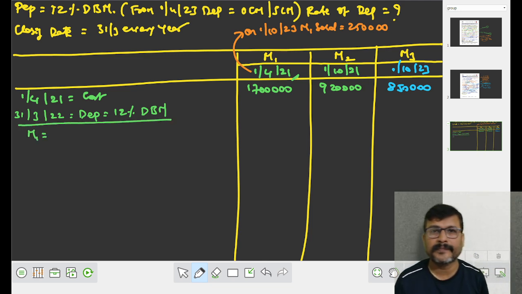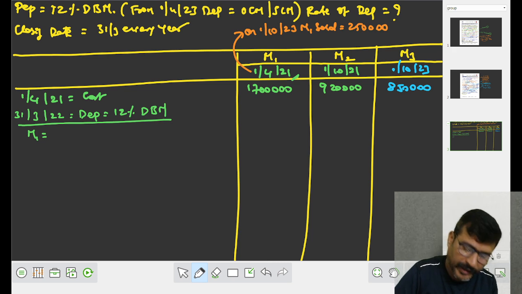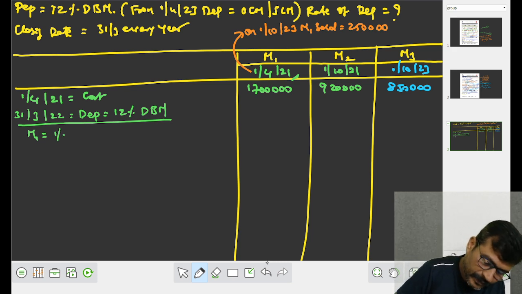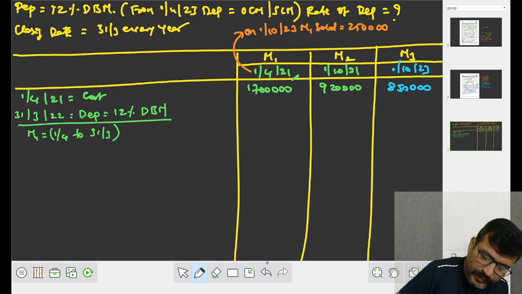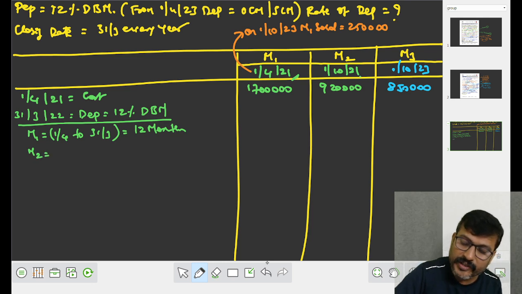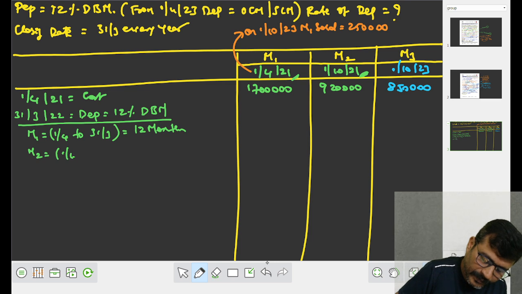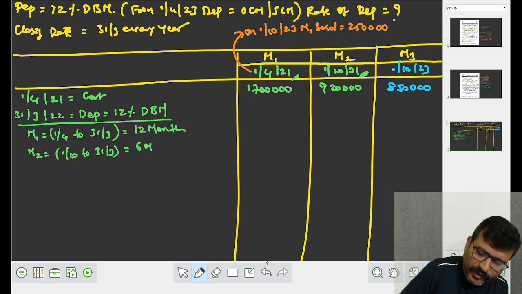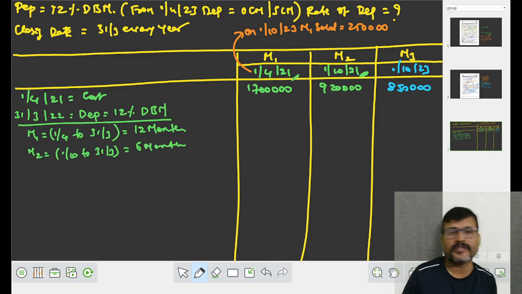For M1. M1 purchased on April 21, 1st April to 31st March. We have to calculate depreciation for 12 months. M2. M2 is purchased on when? In the same financial year, October 21. 1st October to 31st March. Use a finger and work out, it comes to 6 months.